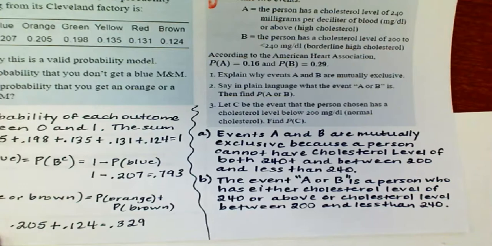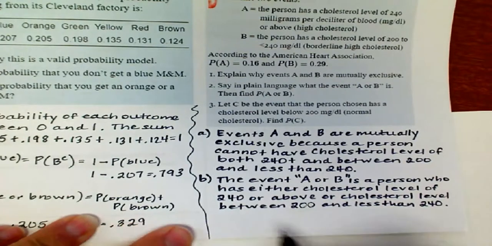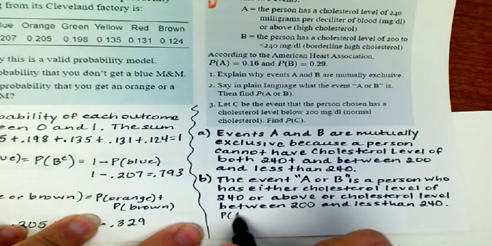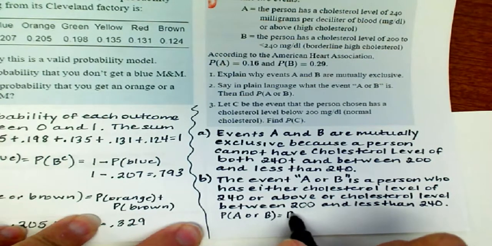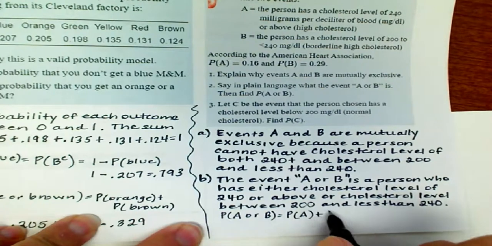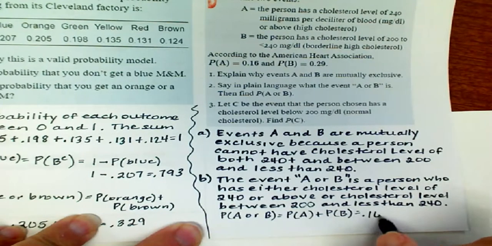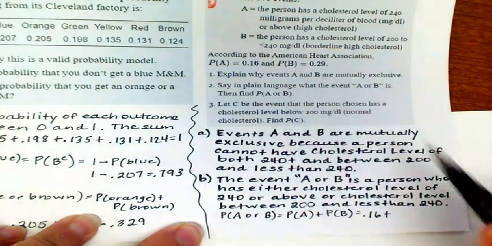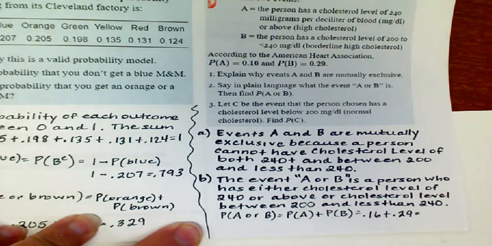Okay, and then the second part says to find the probability of A or B. Since these two events are mutually exclusive, to find the probability of A or B, we're going to find the probability of A, and we're going to add that to the probability of B. So those probabilities are given up here. So the probability of A is 0.16, plus the probability of B is 0.29. So that would be equal to 0.45.